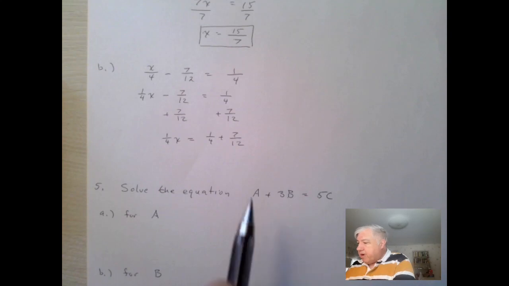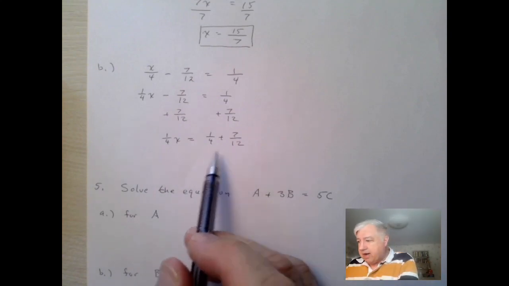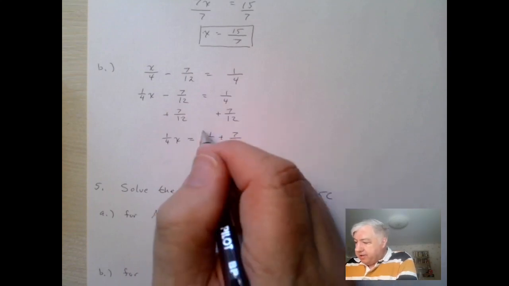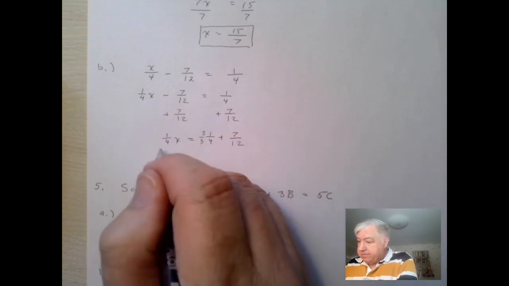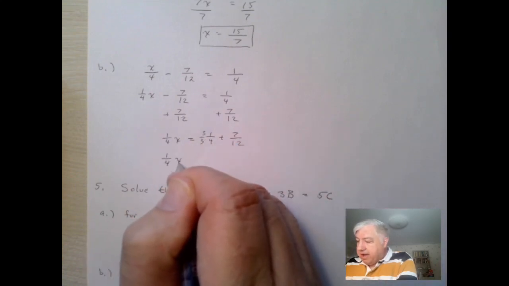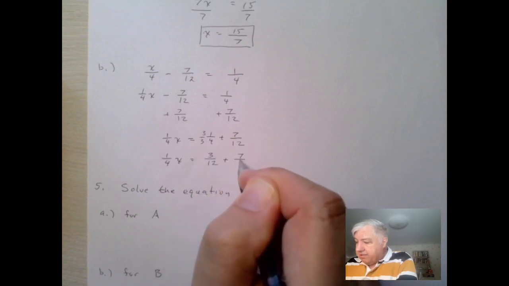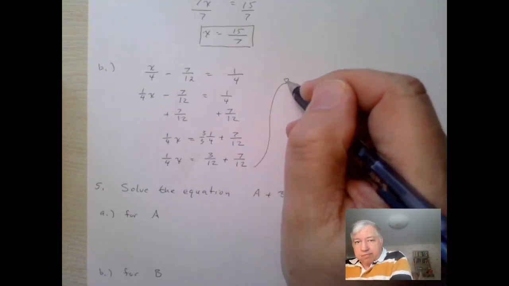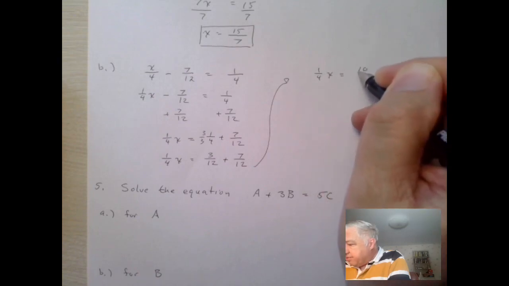Now next we can add these two fractions. If you remember how to add fractions, we need a common denominator. And since 12 is 3 times 4, we can take this 1/4 and multiply and divide by 3. So then we have 1/4 x equals 3 over 12 plus 7 over 12. Okay. And this actually gives us 1/4 x equals 10/12.